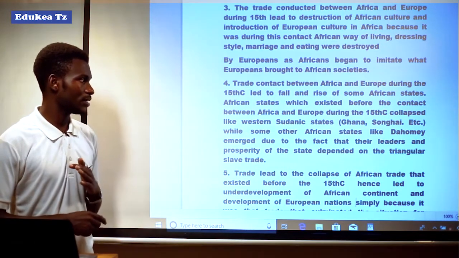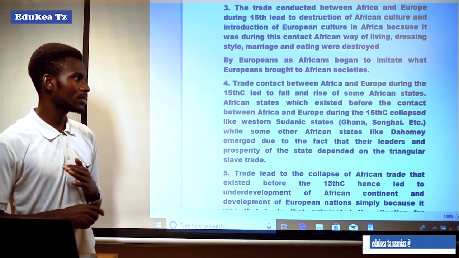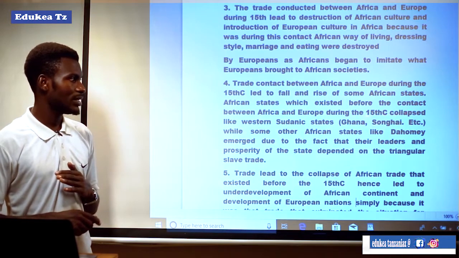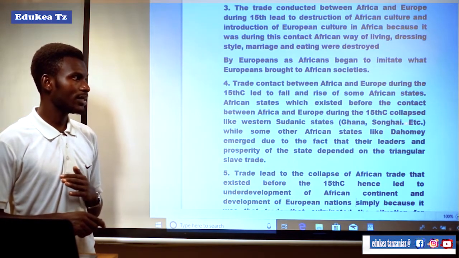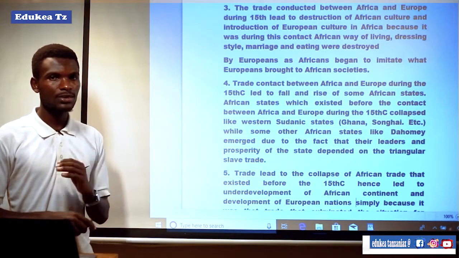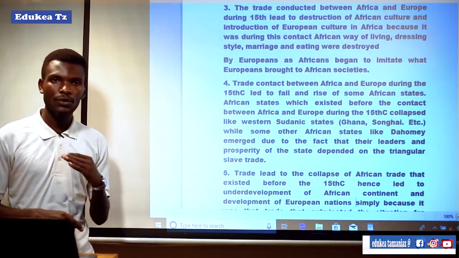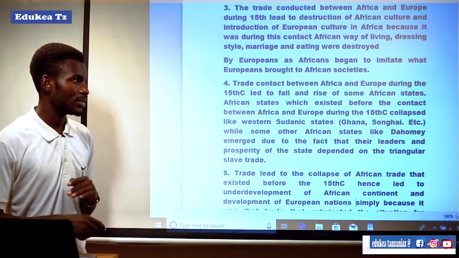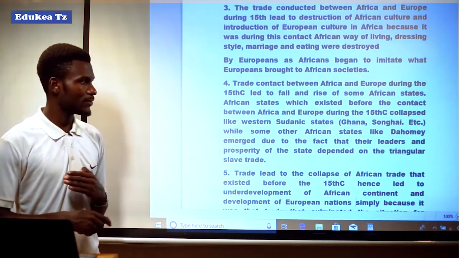states in Africa. African states which existed before the contact between Africa and Europe during the 15th century collapsed, like Western Sudan states such as Ghana, Songhai, and Mali. These were Sudanic states which were there before the contact between Africa and European societies. But soon after the contact, those states collapsed.